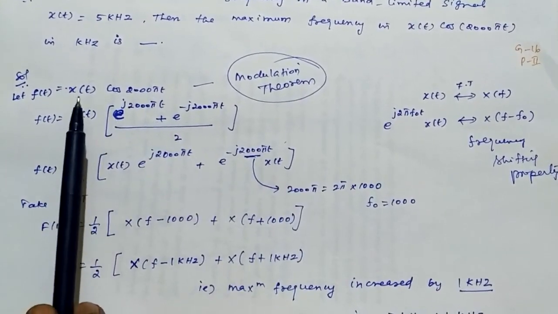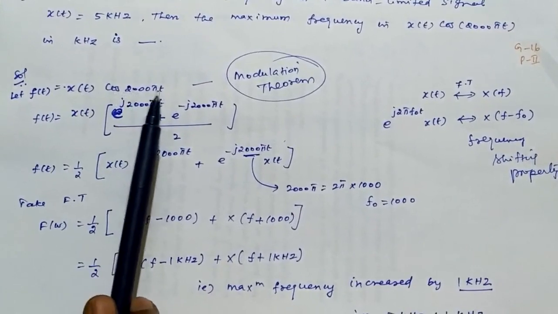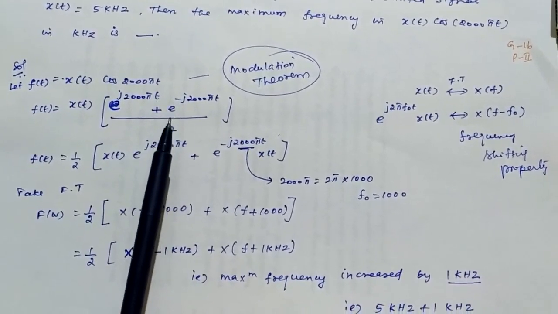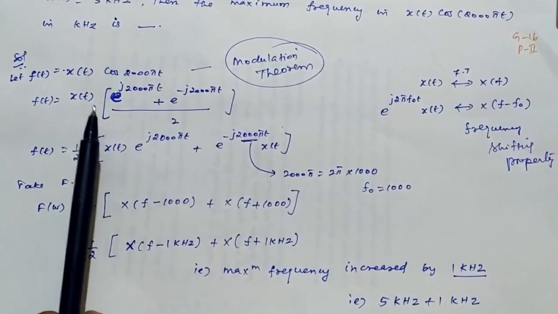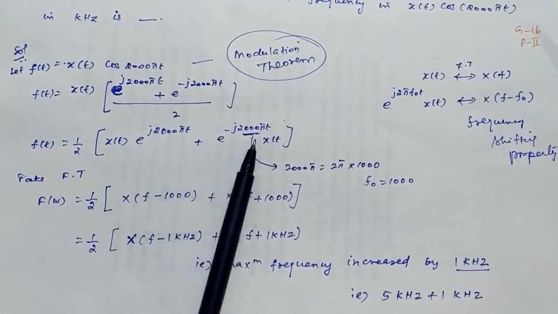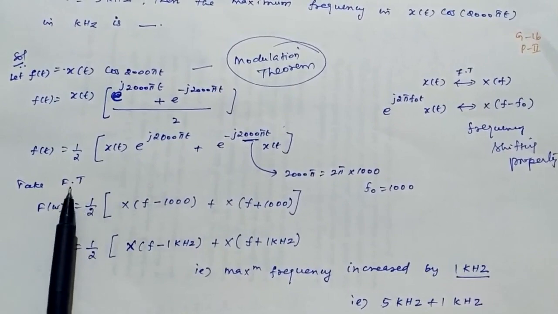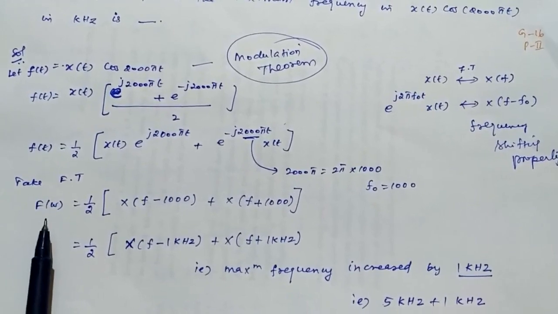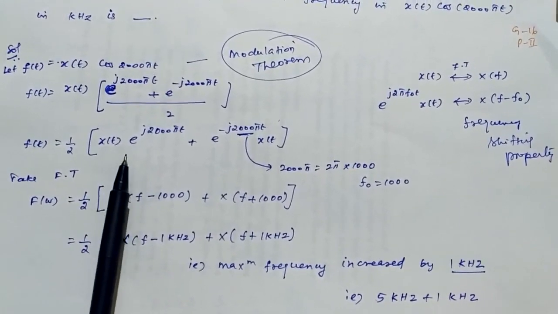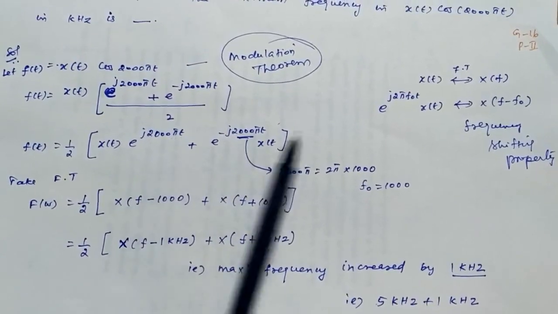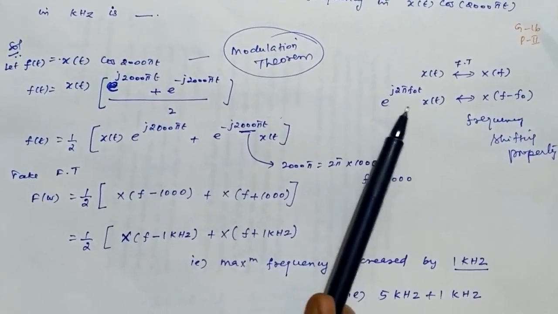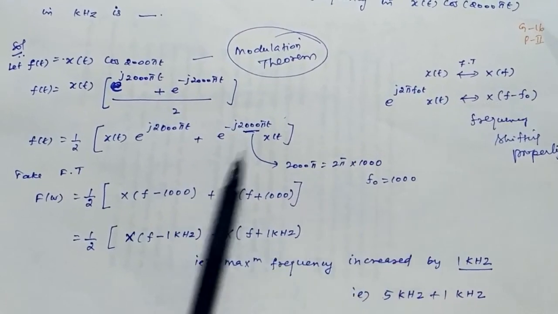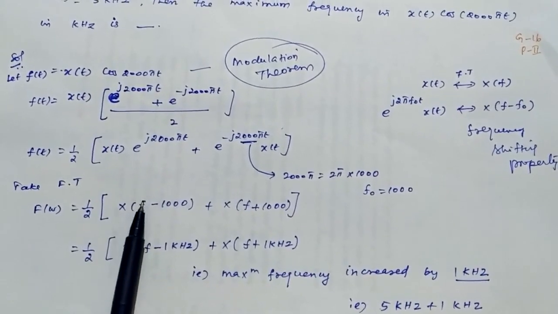Back to x of t cos 2000 pi t. For this cos function, write Euler's formula, and multiply inside. Now we take the Fourier transform on both sides. On the left side we have f of t whose Fourier transform is F of omega. Now x of t multiplied by e power j 2 pi f naught t has Fourier transform X of f minus f naught.